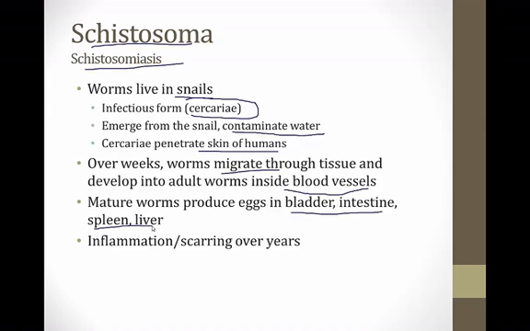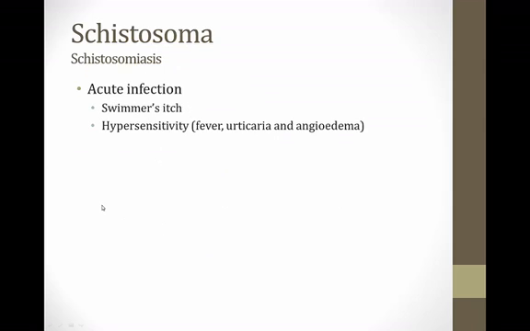And the important thing to know about schistosomiasis is that it's not the worms that are the problem, it's the immune reaction to the eggs. These eggs stimulate a lot of inflammation and scarring over years, and that's what leads to all of the problems. There is sometimes an acute reaction to the cercaria getting into the skin. It's called a swimmer's itch. Sometimes people get a hypersensitivity reaction with fever and urticaria or angioedema. This is uncommon. Mostly the acute infection goes unnoticed, and it's the chronic infection and the reaction to the eggs later that causes the problem.